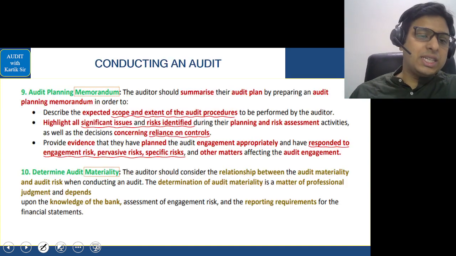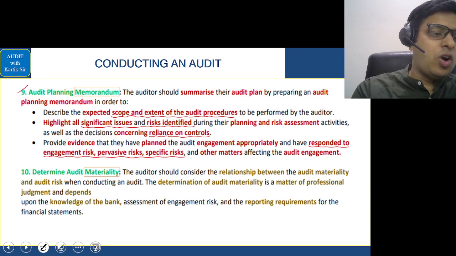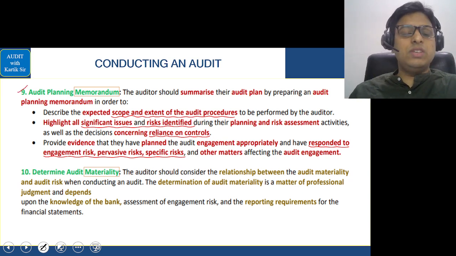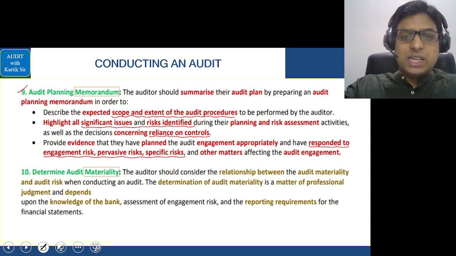Okay. Next is this, which I marked with a circle, which is important, called the audit planning memorandum. Now see, whenever you make a plan, sometimes your plan can become very extensive.